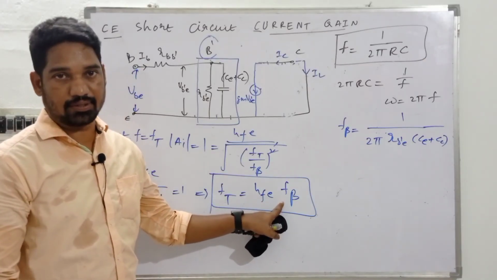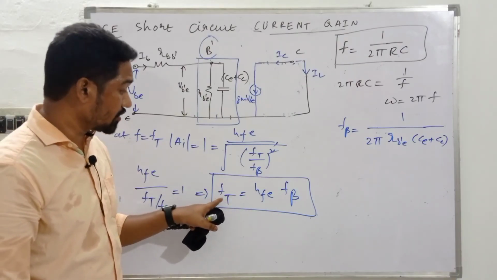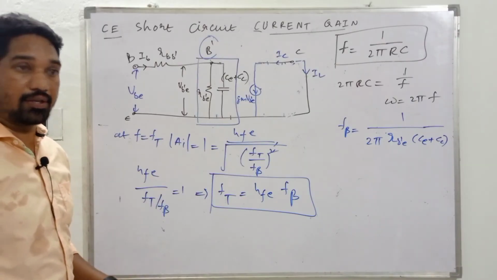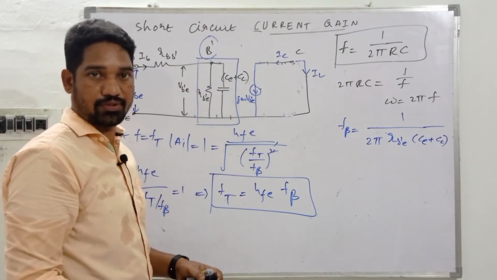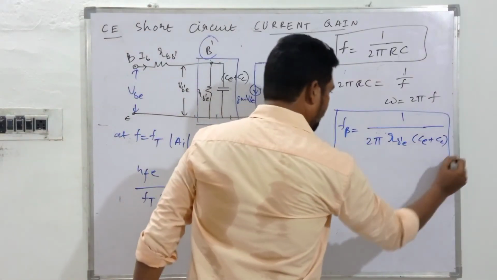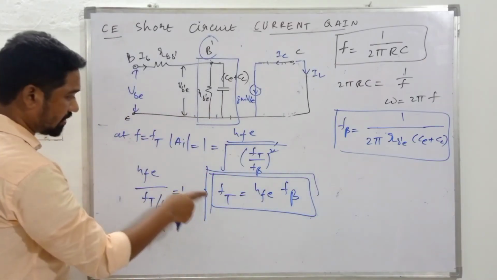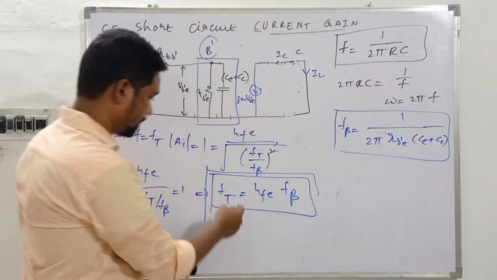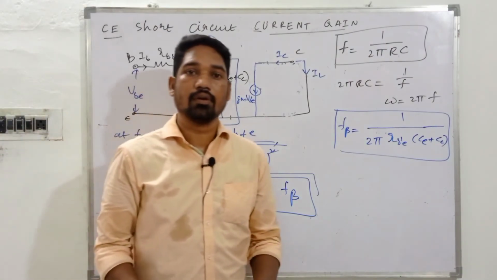It will be asked to derive the expression, show the relationship between ft and f beta. You have to start from the short circuit current gain, from the hybrid pi model and reduction with Miller's theorem, etc. So you have to show this one. You got to define what is ft, and then you have to show the relationship between ft and f beta. Finally, you have to reach this one, right? Hope you understood the analysis.